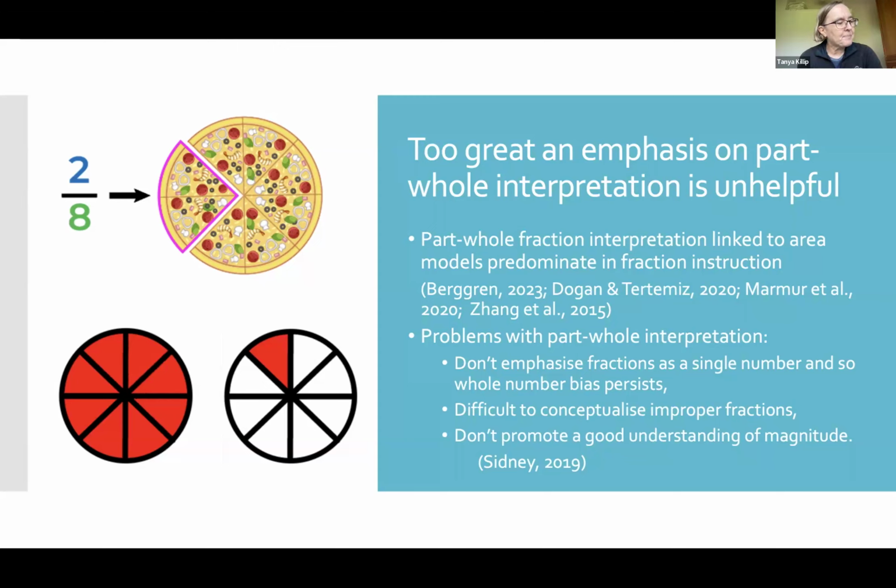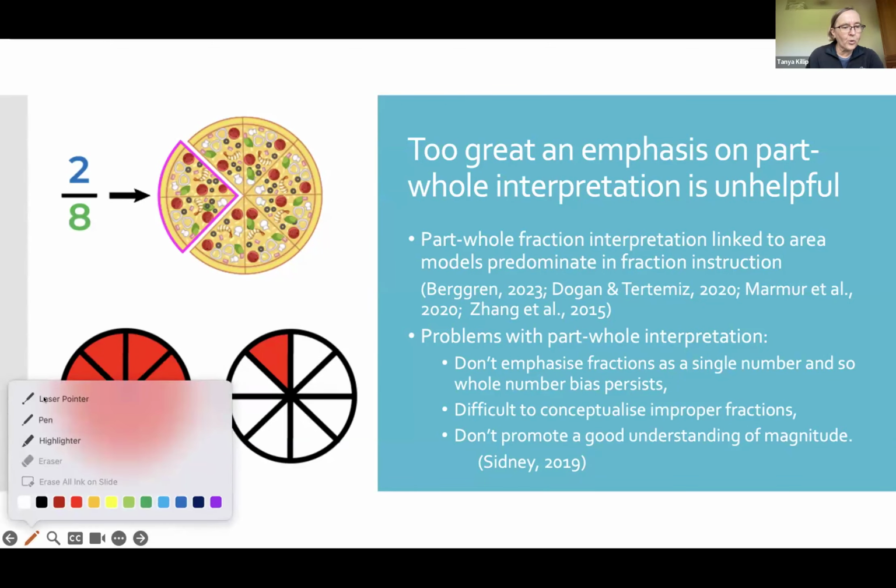Also, the part-whole interpretation of fractions makes it difficult for students to conceptualize improper fractions, as it's not possible to have a fraction that consists of more parts than there are in the whole under the part-whole interpretation. Down the bottom, I've shown it is, of course, possible to represent fractions greater than 1 and improper fractions in area models by having more than one whole.